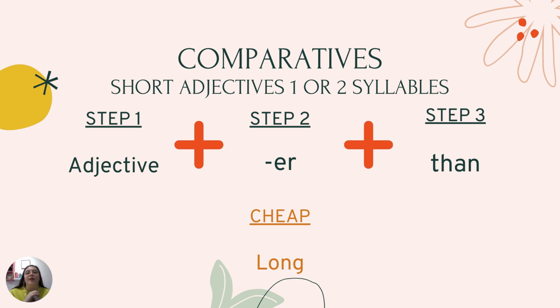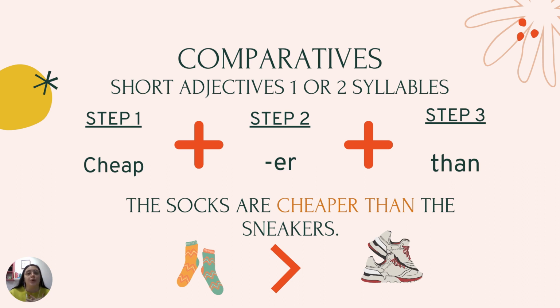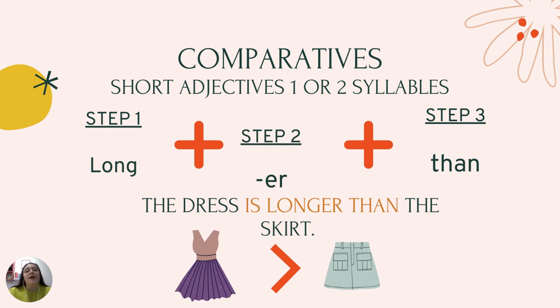Let's see some examples with the adjectives cheap and long. As you can see, cheap is a short adjective. It just has one syllable. And you're going to add the er. And finally, than. For example, the socks are cheaper than the sneakers. You just add the er to the adjective cheap. Then we have long. This one has as well just one syllable. The dress is longer than the skirt. We added the er in longer. Please do not forget the word than, because that will give you the idea that you are comparing.